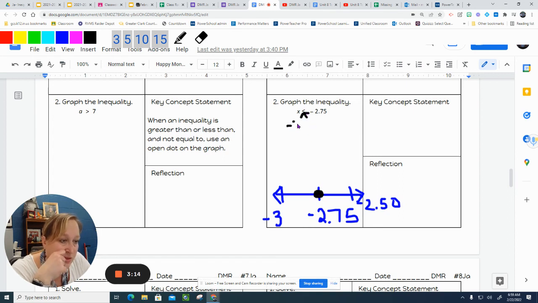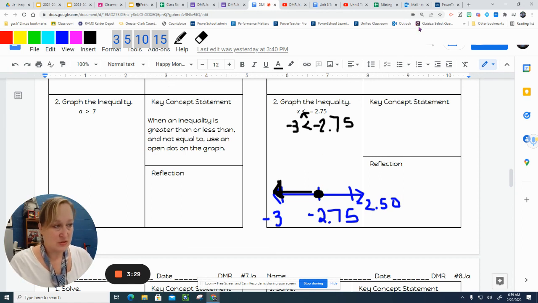And -3 is less than -2.75. So I owe somebody $3 is worse than. So that means that yours will go this way. There's the answer to that one.